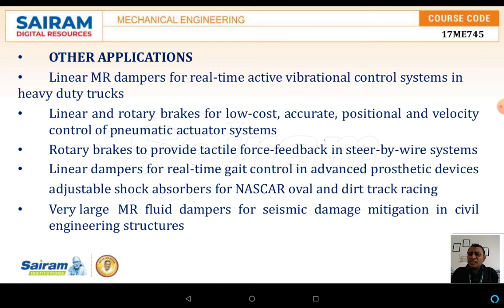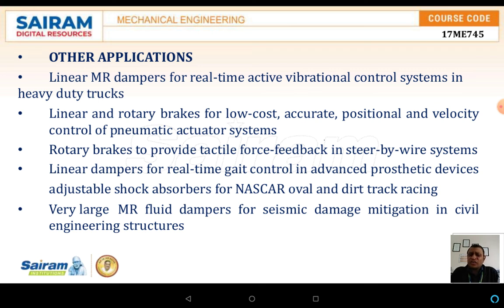The other application is linear dampers for real-time active vibration control systems in heavy-duty trucks. As we know, some of the trucks have major applications, especially in the mining industries, where the capacity of the trucks will vary, more than 100 tons or even 200 tons. In those cases, the transmission systems or the suspension systems should be perfect. In these cases, MR dampers or MR type clutches are used to transmit the power.